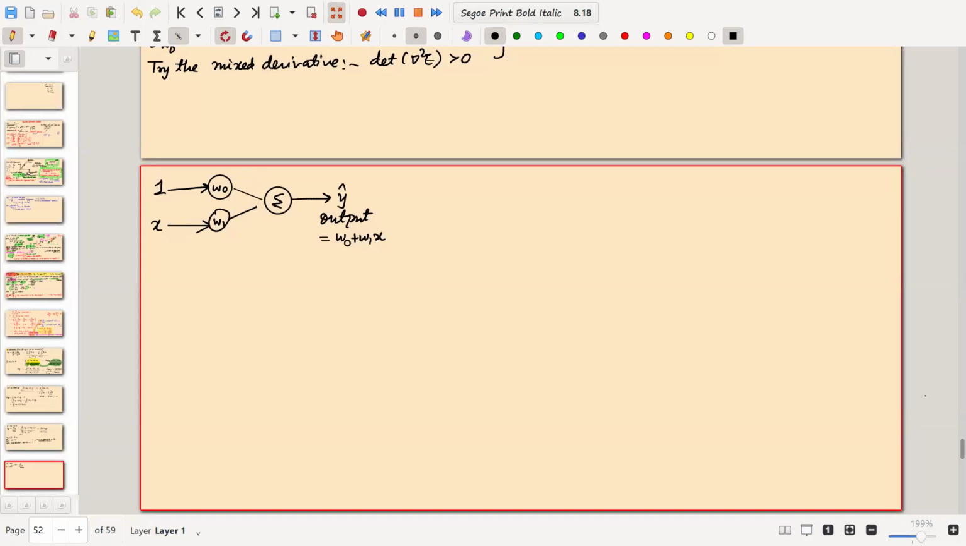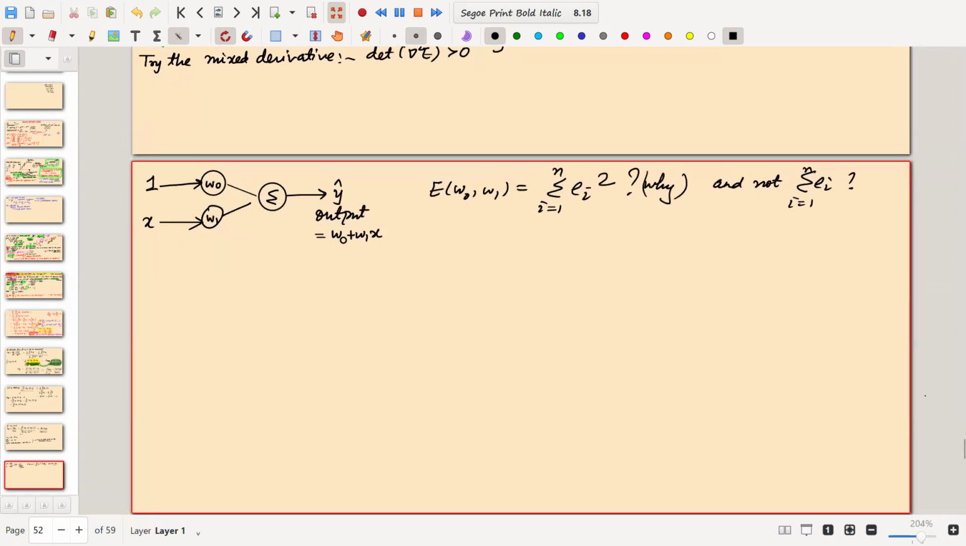Okay. Now let us go back to the class and think why we took E(w0, w1) as the summation of ei squared. Why this and not the summation of ei? We asked this question in the beginning, right? Why did we take the square? Why not the sum? Can we take the sum and check what we get?